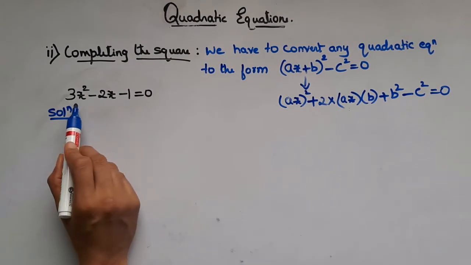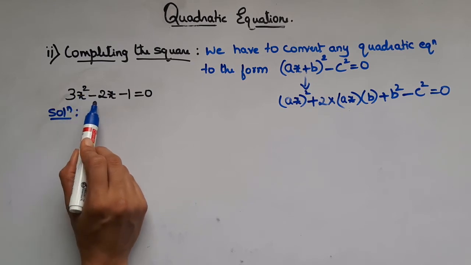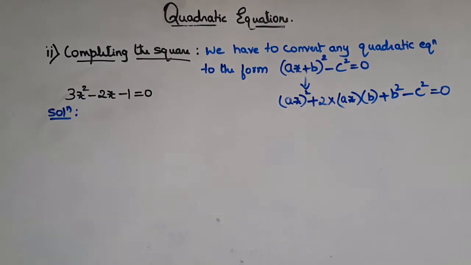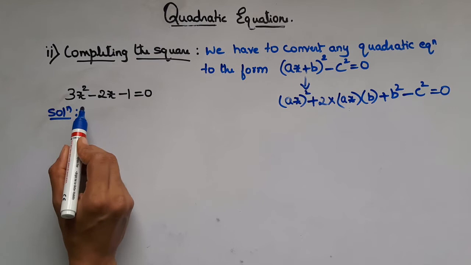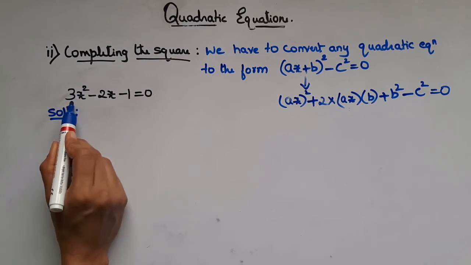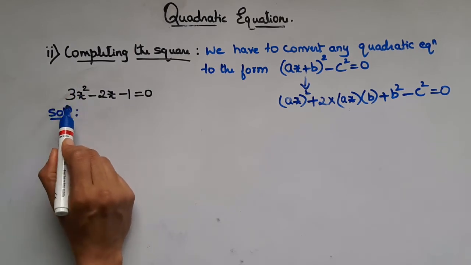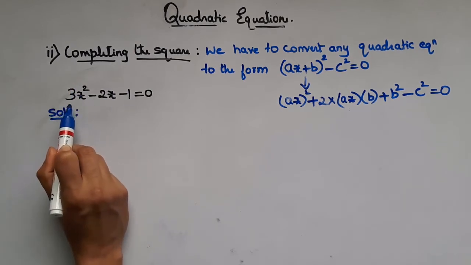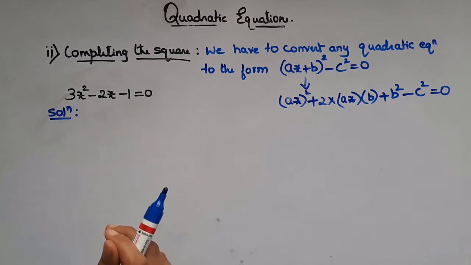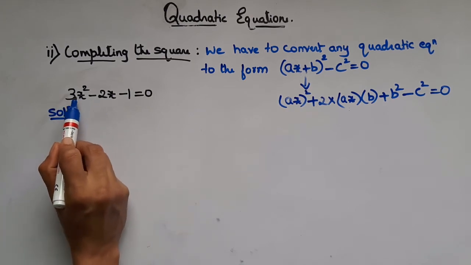Now let's see this quadratic equation. We have 3x square minus 2x minus 1 equal to 0. Now if you see this example, here the coefficient of x square is 3, which is not a perfect square number, right? So if you come across an equation whose coefficient is not a perfect square number, you have to make it a perfect square number, that is by multiplying with a suitable number. In this case, when you multiply by 3, 3 threes are 9.